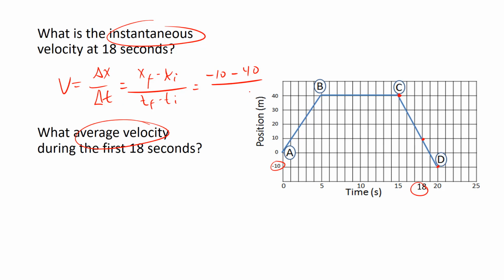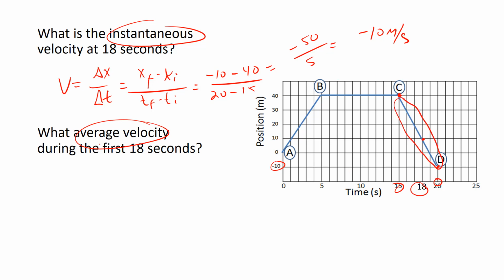And my final time was 20. So at the very end of this, right here, I was at 20 seconds. And right here, I was at 15 seconds, so minus 15. So this ends up being -50 over 5, and that answer is -10 meters per second. So my instantaneous velocity right here is the slope of this line, not the entire time frame.